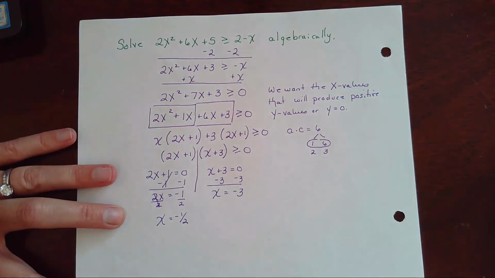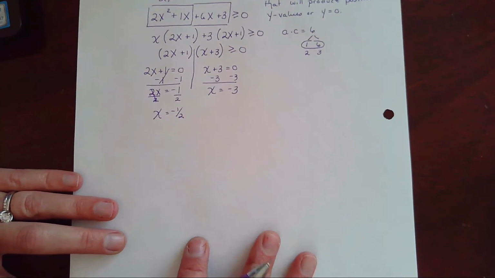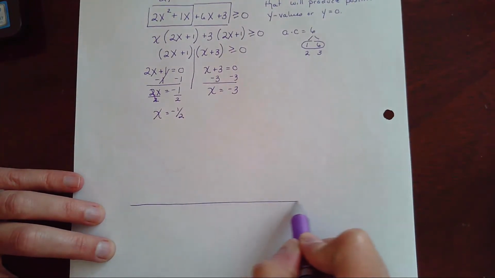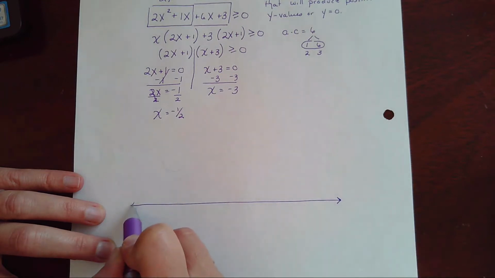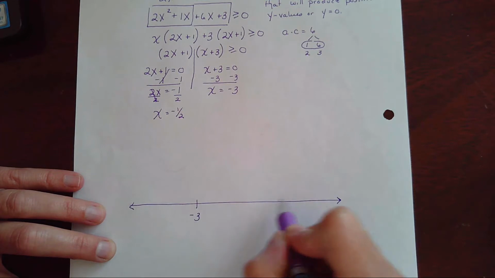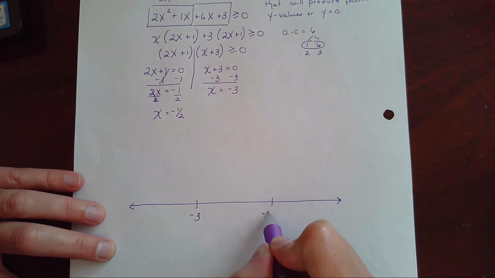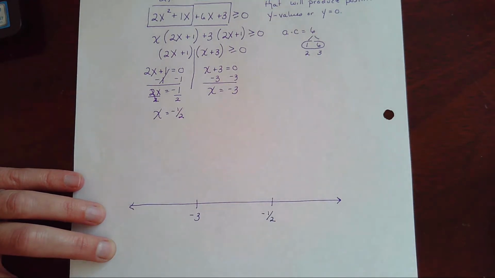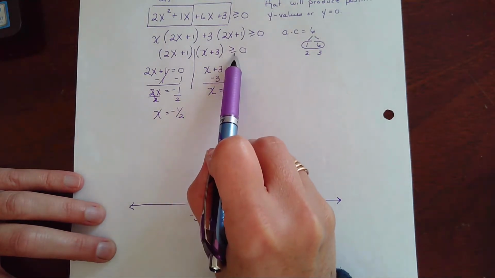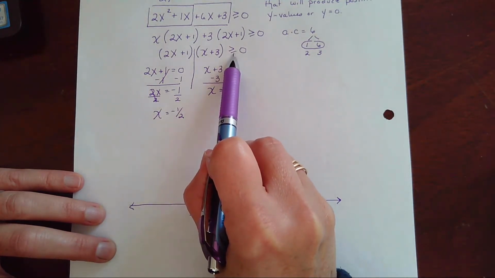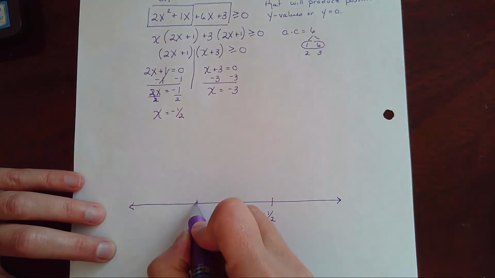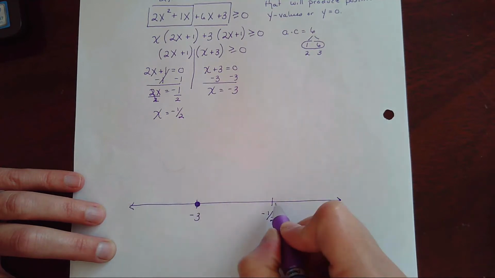Okay, there we go. So now I'm going to put these on a number line. Okay, ready? So let's see. X is -3 is right here. X is -1/2 is a little bit to the right of it. And because I want the values that are greater than or equal to 0, since these x's make the y value equal to 0, I want to include these, so I make these closed circles.